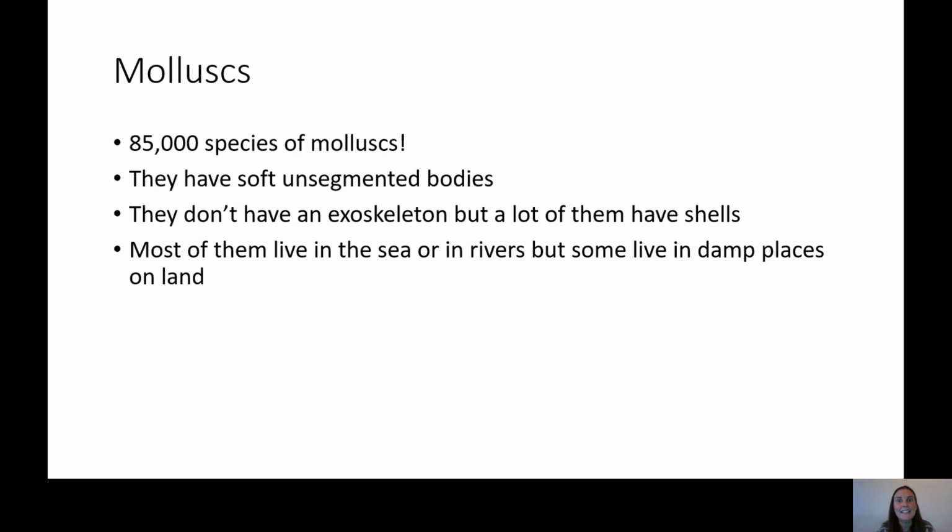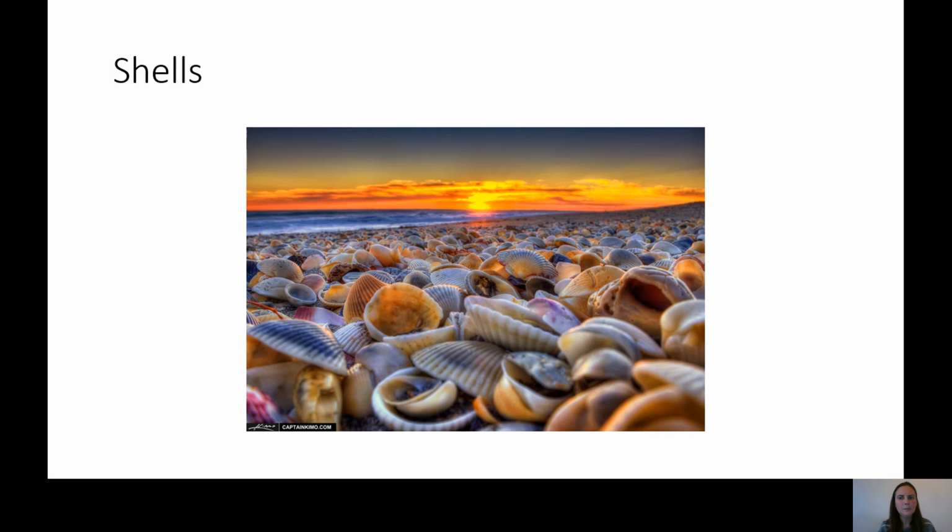So some examples of the ones that live on land are those snails and slugs that you can find outside in parks or gardens. So all those shells that you find on the beach, or actually not all of them, but most of the shells that you can find on a beach and collect, most of them used to be mollusks. So they used to have little creatures living inside them, and these are just their shells that remain after those creatures have died.